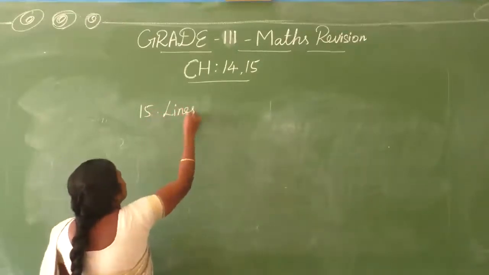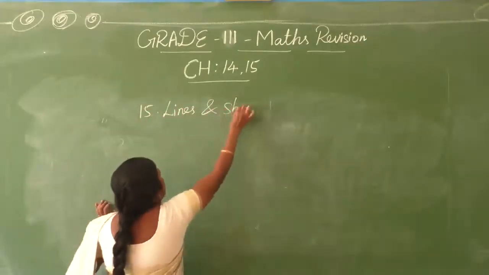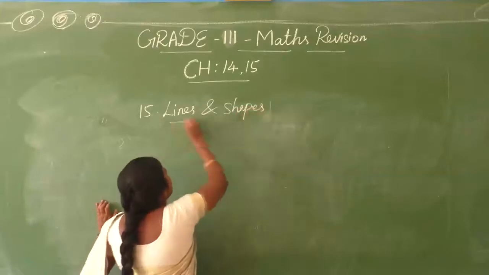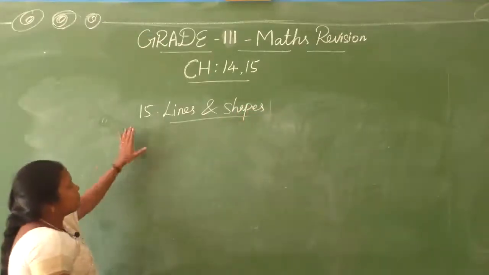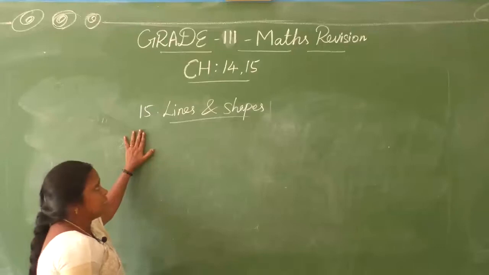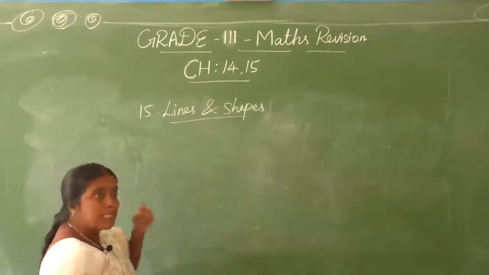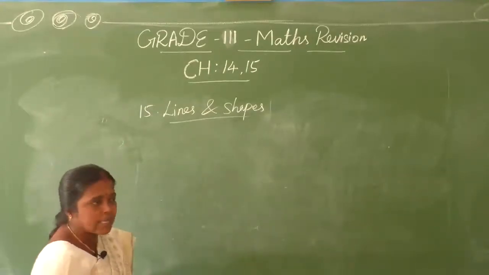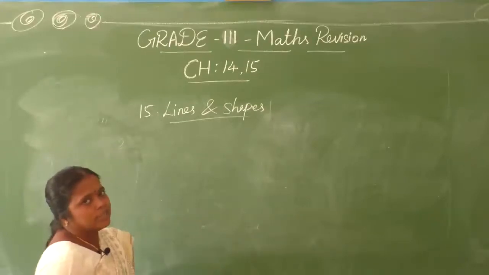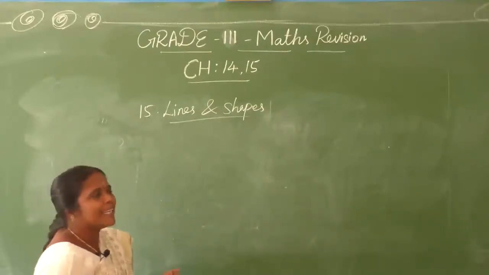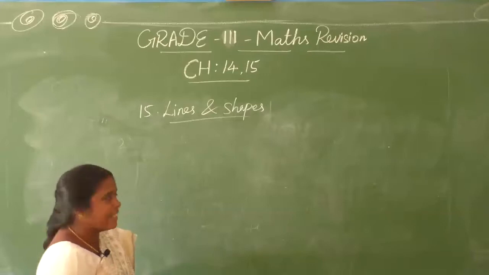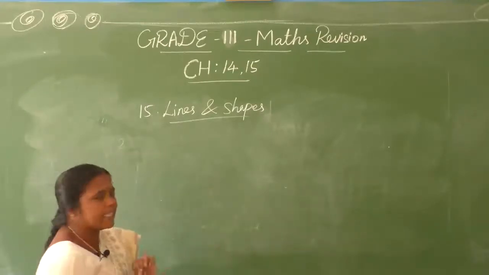Chapter, lines and shapes. Actually, what are the things you have seen here in lines and shapes? Actually, what is a line? What is a point? What are line segments? What are plane figures? Solid figures? What are edges, vertices, sides? All this you have seen. Just I am recalling each and everything here.